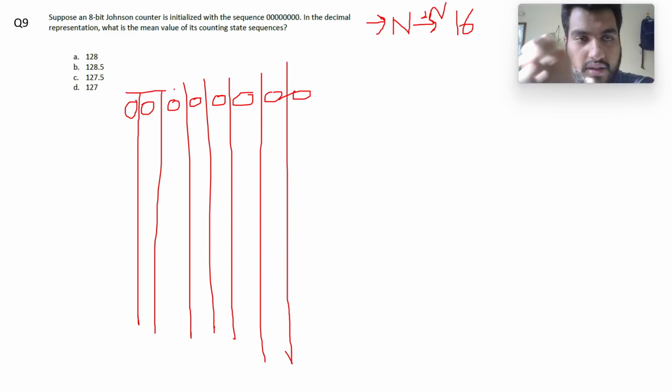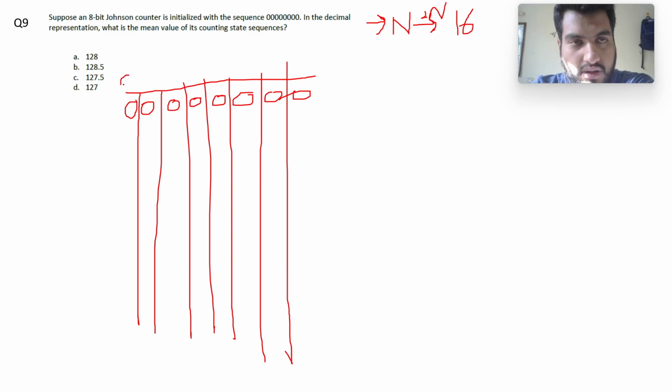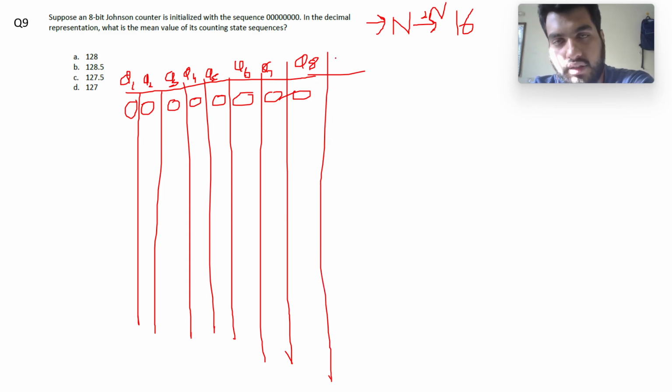This is Q1, Q2, so on up to Q8. This is the decimal value here. So the decimal value of this is 0. Now we'll have 1 here, and all other bits will be shifted towards the right.